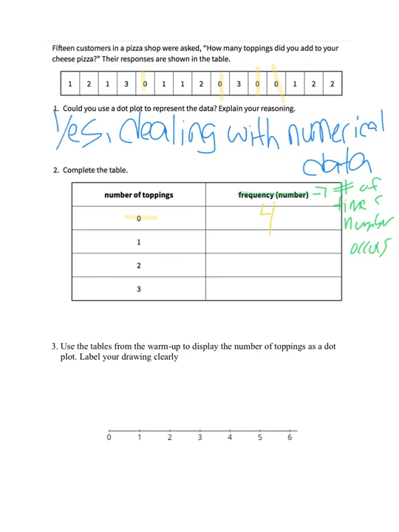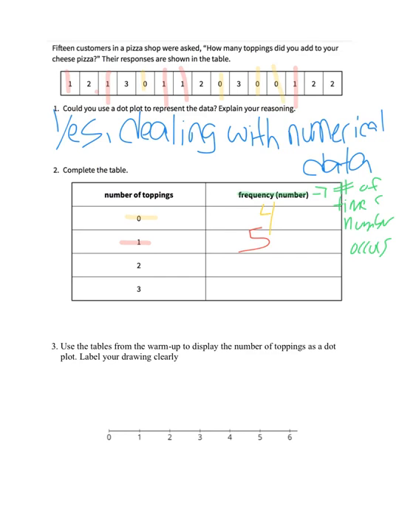Let's look at our next number of toppings. In this case, it's 1. And let's go back to our data set. We have 1, 1, 1, 1. And it occurs, it looks like 1, 2, 3, 4, 5 times. What's the frequency? What's the number of times it occurs? In this case, it would be 5.